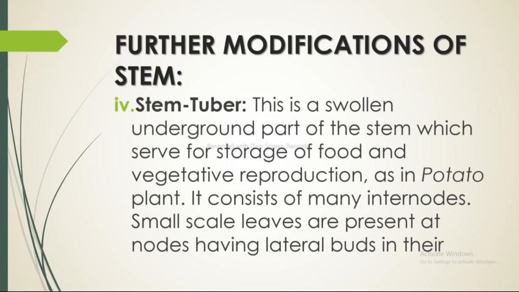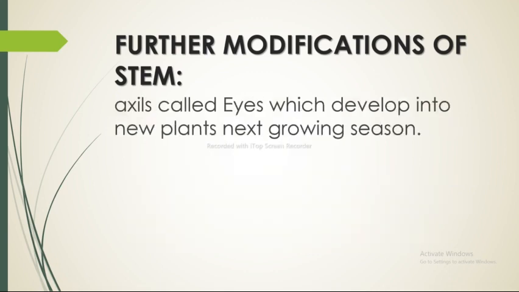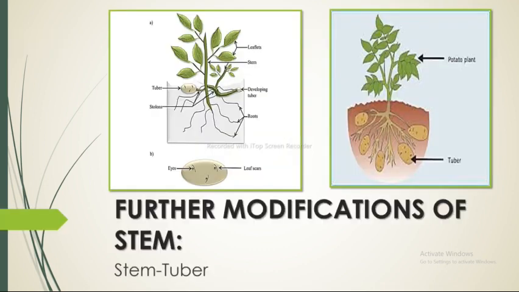Next type is the stem tuber. So this is a solid underground part of the stem which serves for the storage of food and vegetative reproduction. As in potato plant, it consists of many internodes. Small scale leaves are present at the nodes, having the lateral buds in their axils, which are called eyes, which develop into new plants for the next growing season.